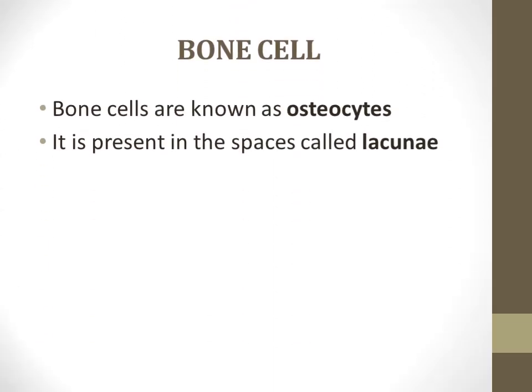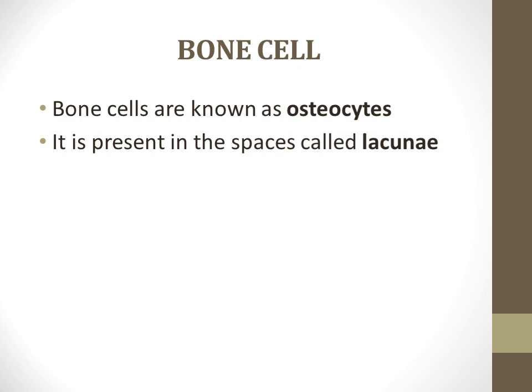Bone cells. So as we said, cartilage tissue is made up of the cells known as chondrocytes. The same here, the bone is also made up of the cells known as osteocytes. So bone is made up of the cells known as osteocytes. So that is one question that will be asked: differentiate chondrocytes and osteocytes.